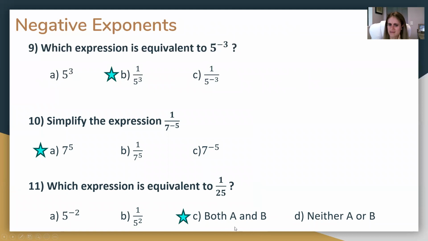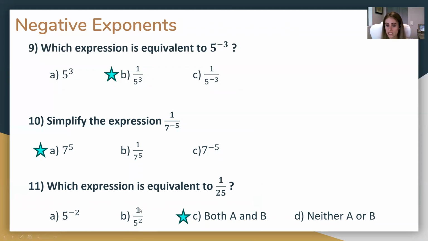So why is that? Well, if we look at A here, we know that when we simplify, we can't have negative exponents in our final answer. So by taking the reciprocal, we would rewrite A to be B. So those are both equivalent. They're the same. One is simplified, one is not.